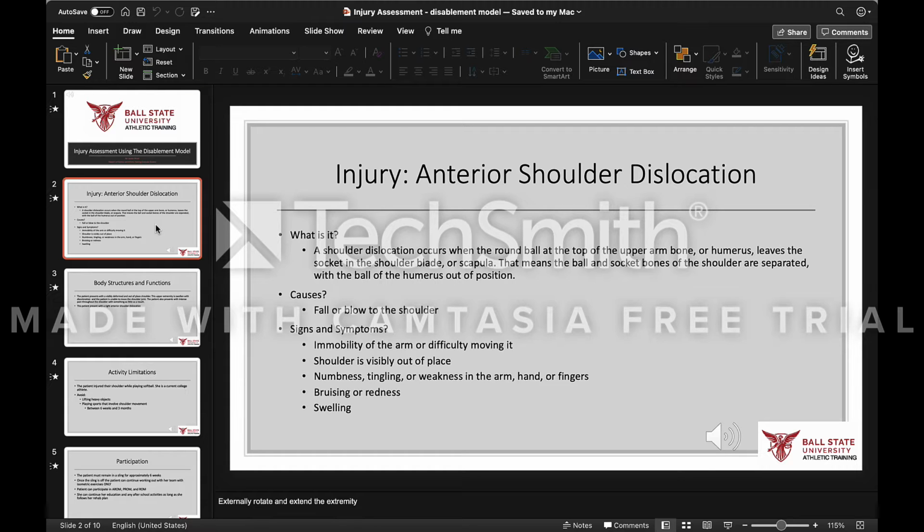What is it? A shoulder dislocation occurs when the round ball at the top of your humerus leaves the socket in the shoulder blade, or the scapula. That means that the ball and socket bones of the shoulder are separated, with the ball of the humerus out of position. Something that can cause this is a fall or a blow to that shoulder. Some signs and symptoms are immobility of the arm or difficulty moving it. The shoulder is visibly out of place, and there can be numbness, tingling, or weakness in the arm, hand, or fingers, bruising or redness, and finally swelling.